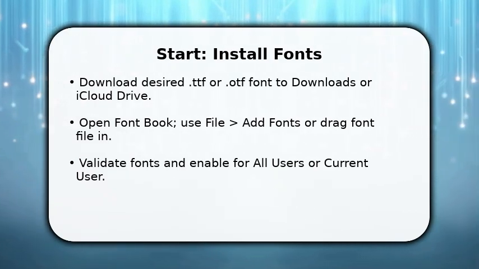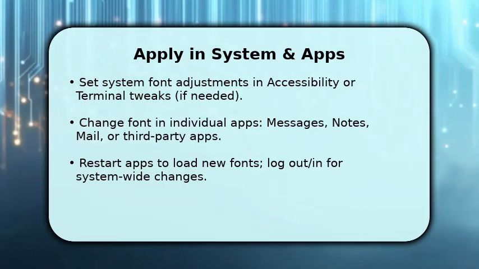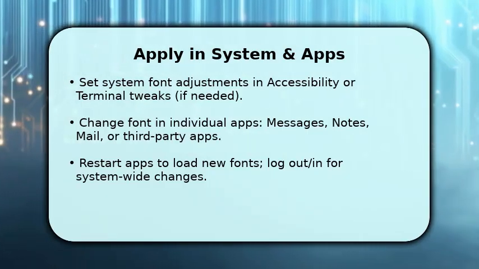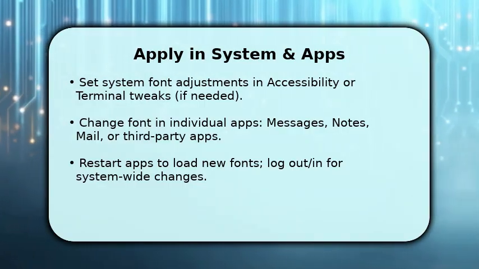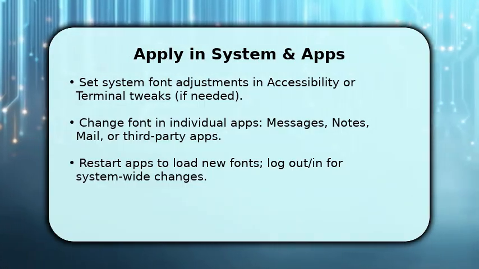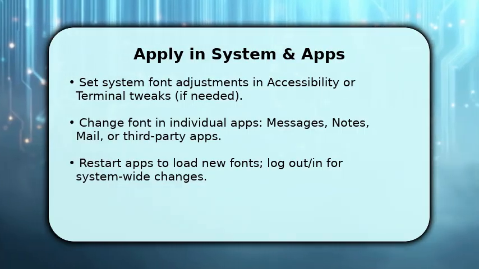Next, you apply the font where the keyboard text is shown. For system-level text, you may use accessibility appearance settings or specific terminal commands. Use those only if comfortable. More commonly, open each app, Messages, Notes, Mail, or text editors, and change their default font in Preferences.